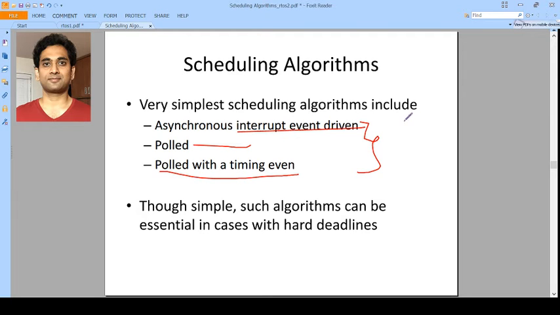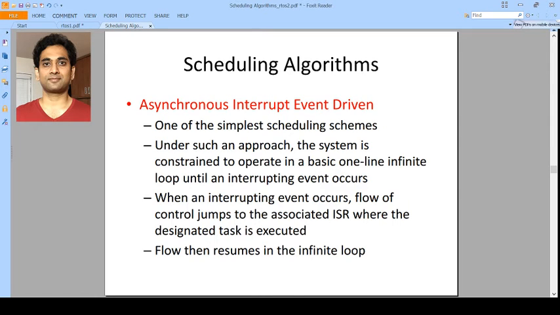So these schemes of algorithms are extremely important for hard deadlines. So let's try to understand each of these: interrupt driven, polled, and polled with timing event. This is in some sense pretty similar to the event driven mechanism that we looked at earlier.